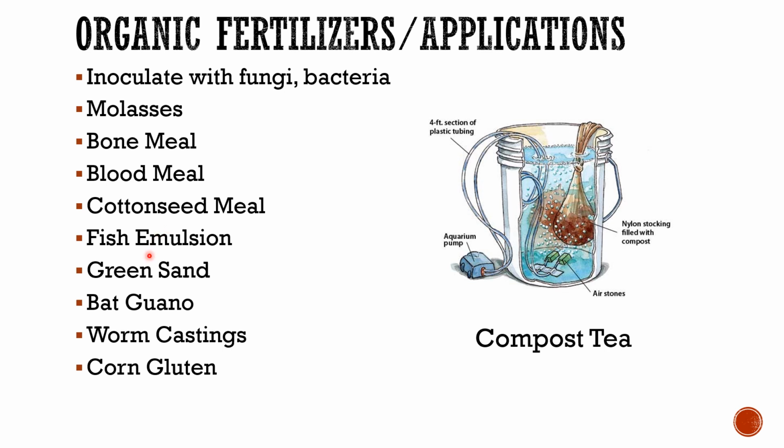Fish emulsion is an organic garden fertilizer made from whole fish or parts of a fish. The NPK for this is 4:1:1. It is often used as a foliar feed for a quick nitrogen boost.